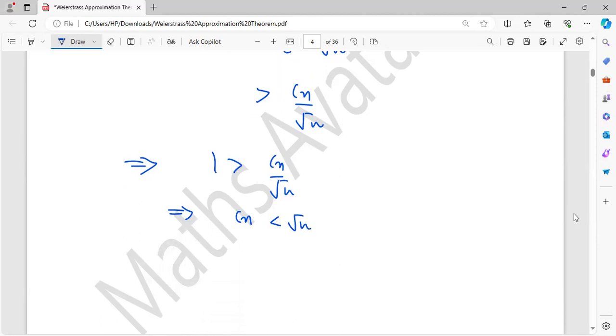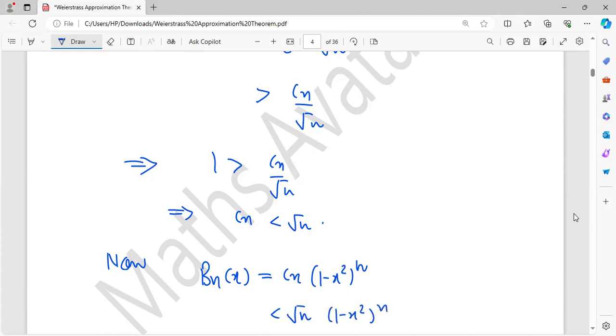Now P_n(x) is equal to C_n (1 minus x square)^n, and that will be less than the bound on the closed interval -1 to 1. I am restricting myself to this.